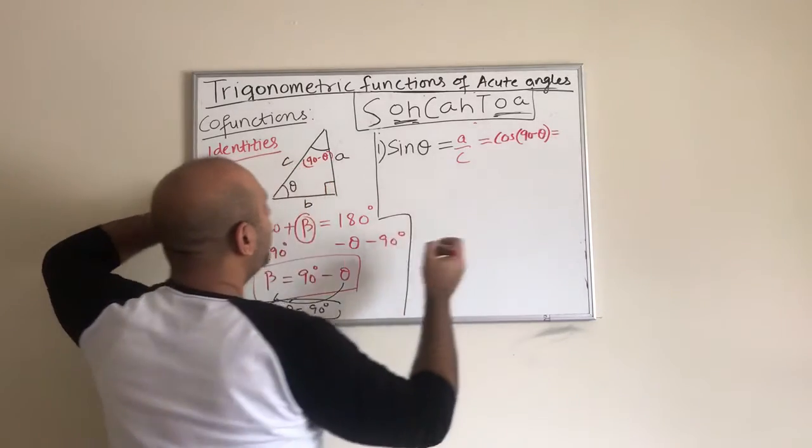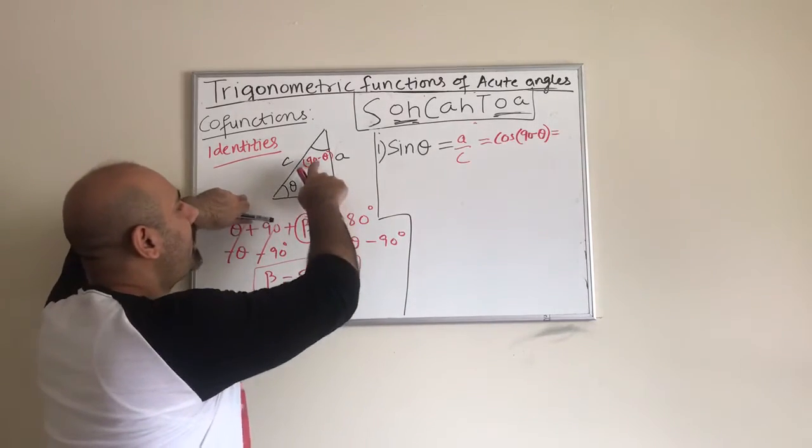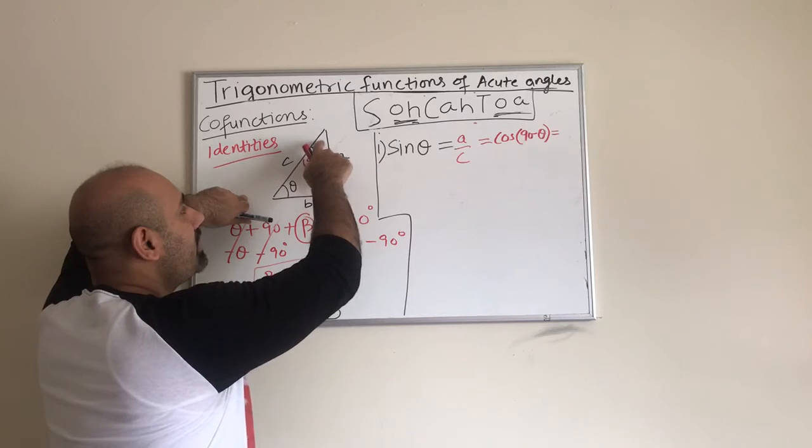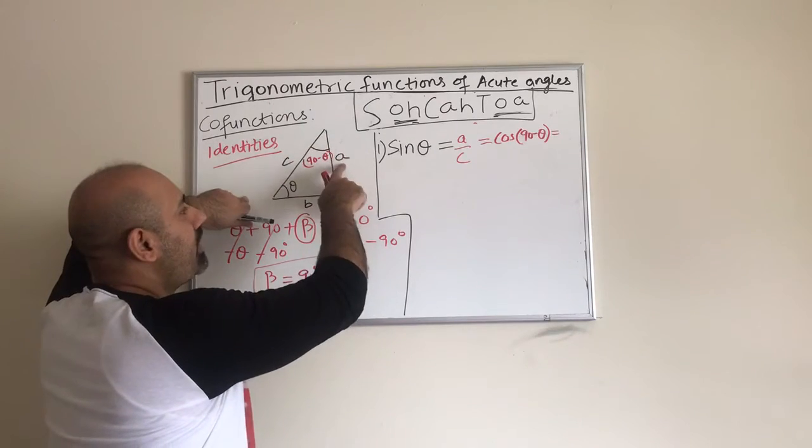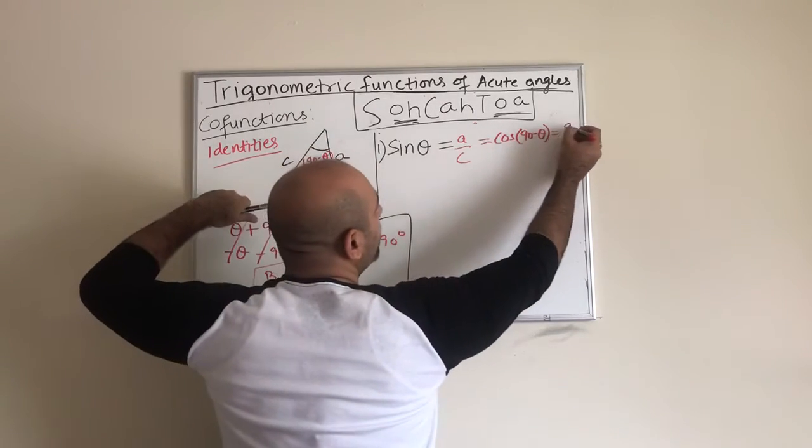And if you want to verify that, let us quickly verify. We know cosine of 90 minus theta, that means this is my reference angle for that cosine function. Cosine is adjacent over hypotenuse. So adjacent is still A and hypotenuse is still C.